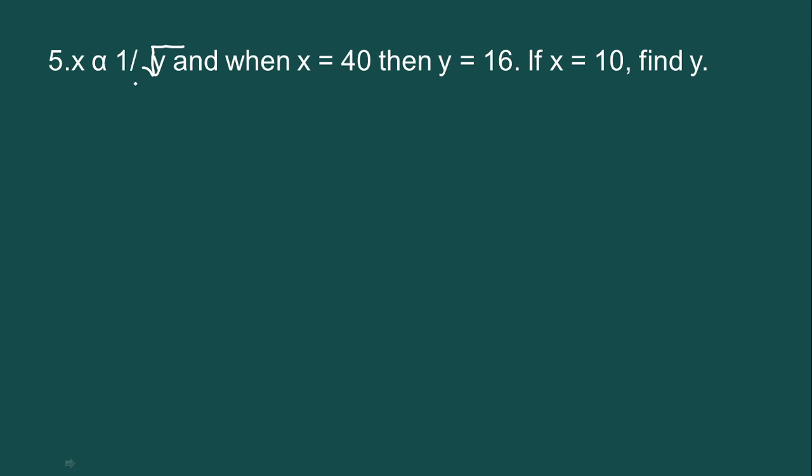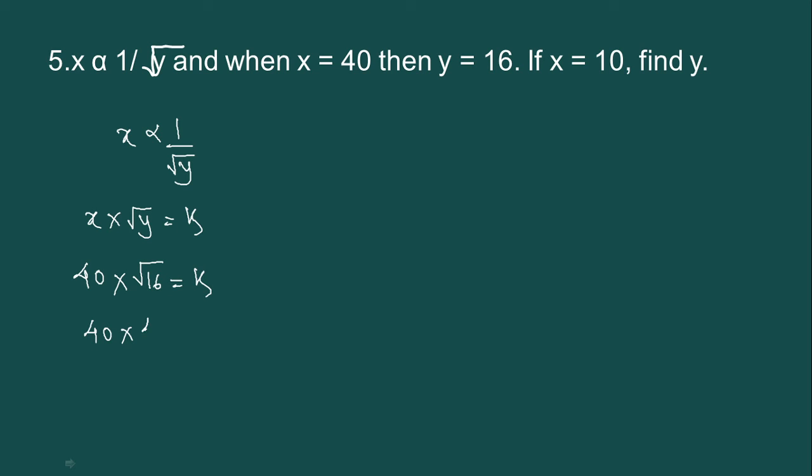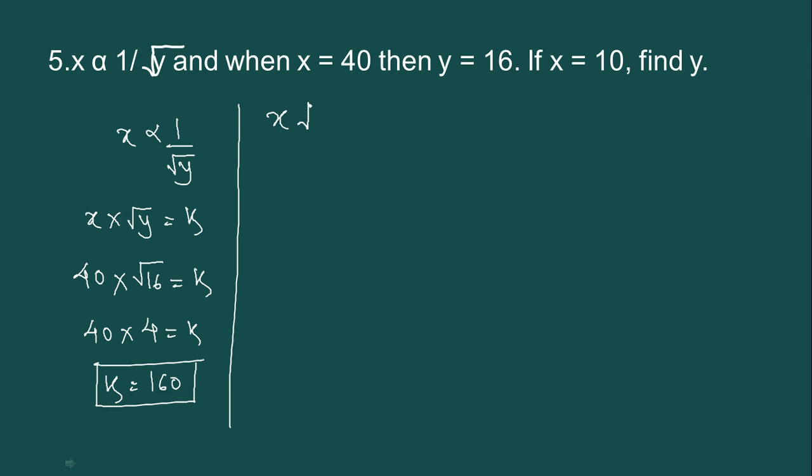Now here we have x varies inversely with root of y. When x is 40, y is 16, then find y if x is 10. Now see children, x is inversely proportional to root y. So that means x into root y is equals to a constant. Now when x is 40, we had y as 16. So see, 40 into root 16, which is 4, equals k. So k will be 160. One thing we got. Now children, let's put it into the equation of variation. x into root y is equals to 160.